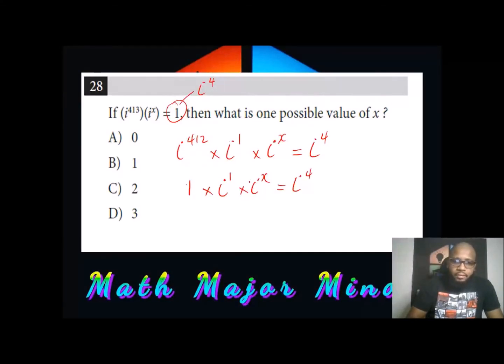Now, based on the laws of indices, I could go and add these two. So what I'm going to have is i to the 1 plus x equals i to the 4. Now, in index equations, if the bases are the same, we can equate the powers. So we could basically just write 1 plus x equals 4. And of course, x would be 4 minus 1, which is 3. So that's going to be our answer right here.